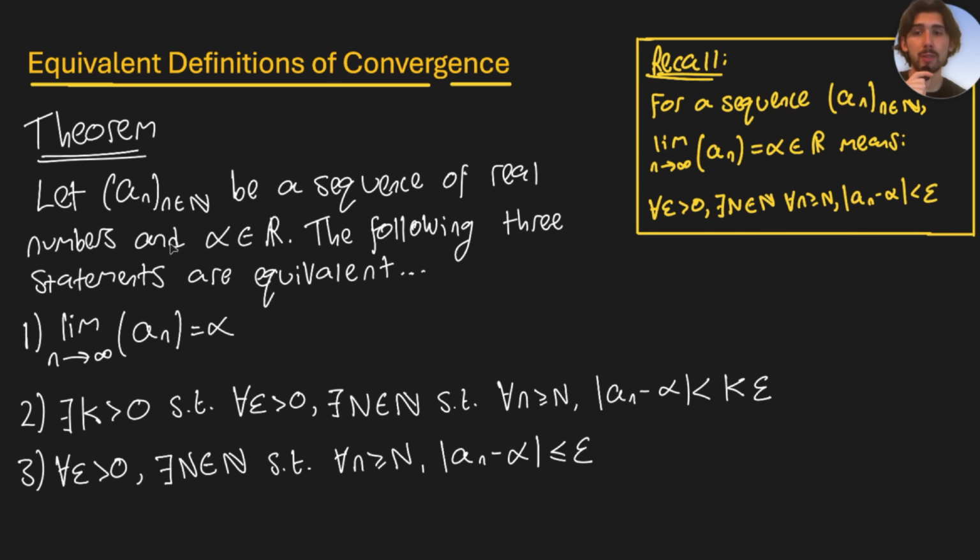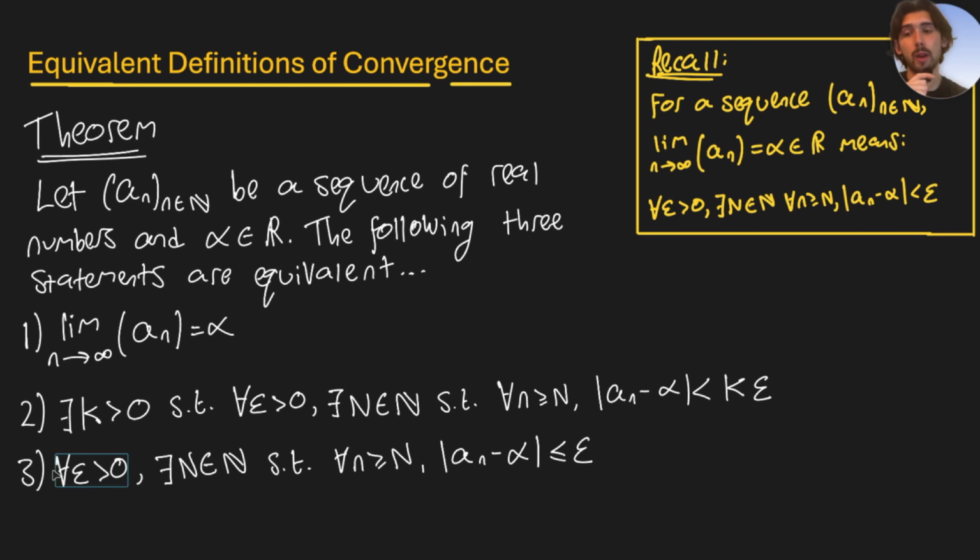So if we do have indeed that a_n is a sequence of real numbers and alpha is a real number, then the following three statements are equivalent to each other. They're identical. So the limit as n approaches infinity of a_n is alpha. That's just the same as up here. There exists a k greater than 0 such that, and this is the standard definition of convergence, but with a k epsilon on the end. So for all epsilon greater than 0, there exists a capital N in the natural numbers, such that for all lowercase n greater than or equal to capital N, the distance between a_n and alpha is less than k epsilon.